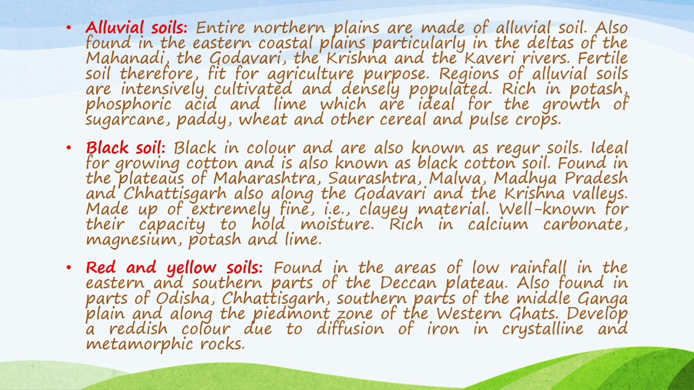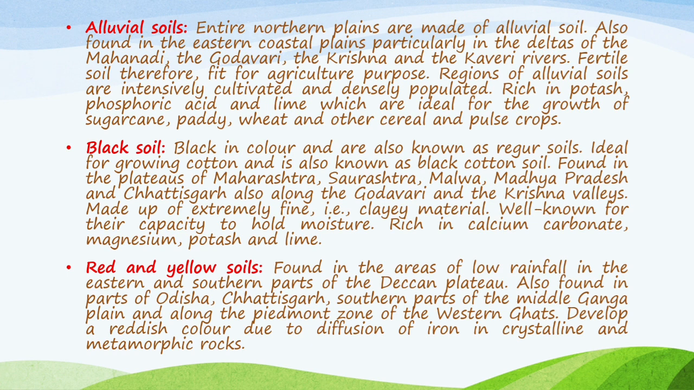Next is your black soil. Black soil is black in color, so it's also known as regur or cotton soil. It is best for growing cotton, so that's why its name is also black cotton soil. This soil is found in the plateaus of Maharashtra, Saurashtra, Malwa, Madhya Pradesh, and Chhattisgarh along the sides of the Godavari and Krishna Valley. It is made up of clay material, which is also very good for holding moisture, your water content. It is rich in calcium carbonate, magnesium, potash, and lime.